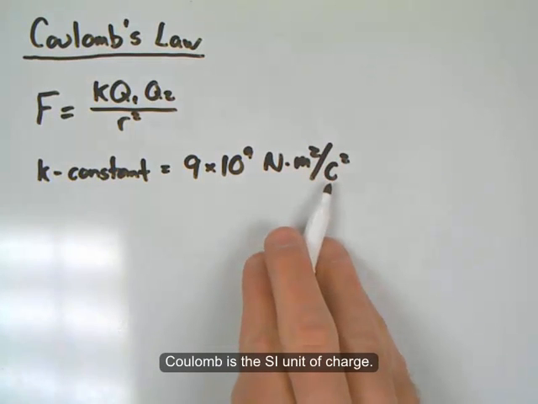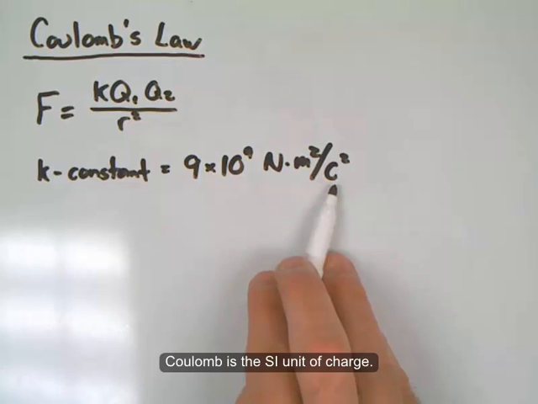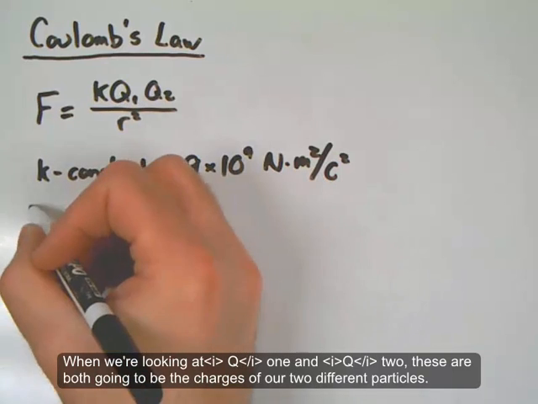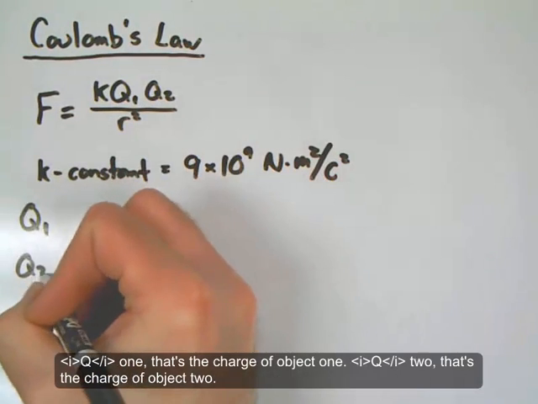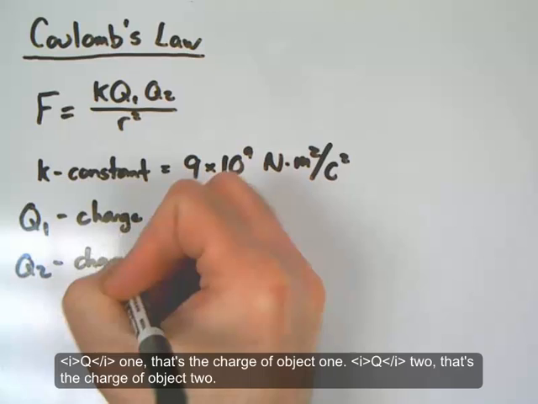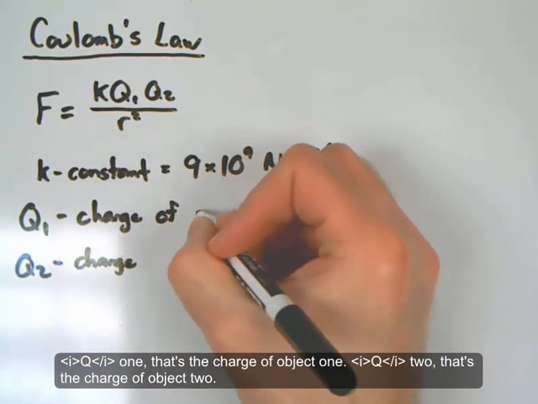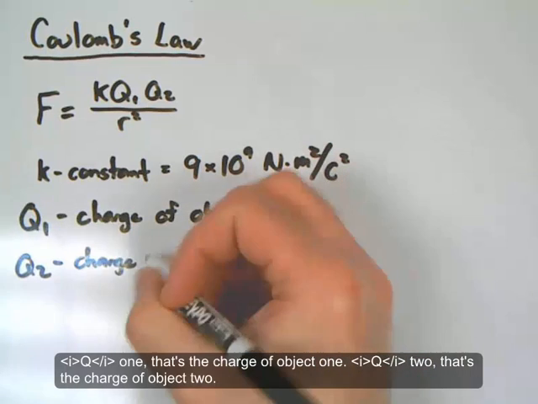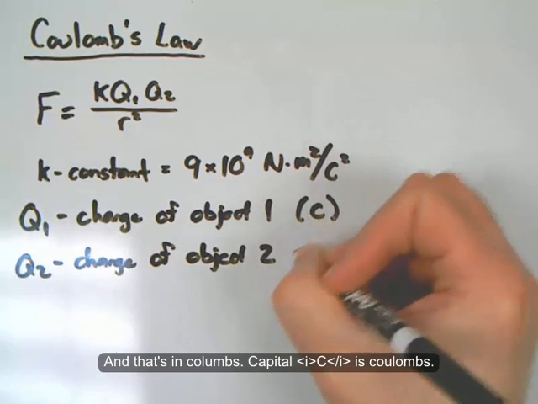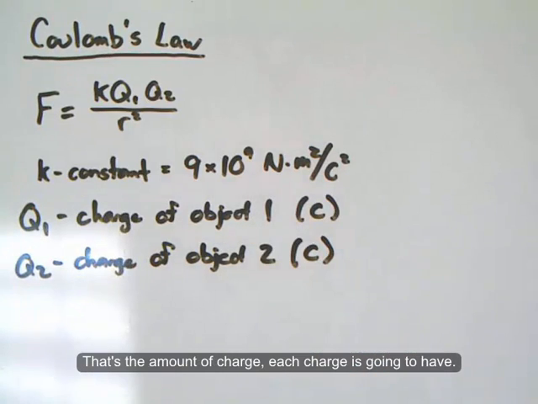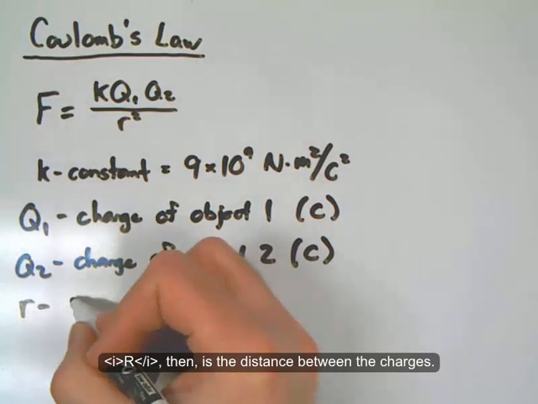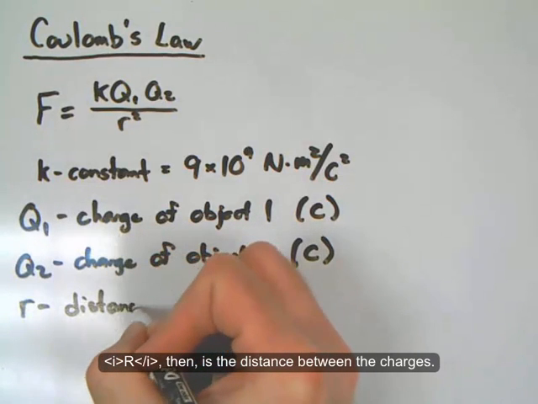Now, the coulomb is the SI unit of charge. So we're looking at Q1 and Q2. These are going to be the charges of our two different particles. That's a charge. We're going to say this is the charge of object 1. This is the charge of object 2. And that's in coulombs, capital C. That's just the amount of charge that each object has. r then is the distance between the charges.